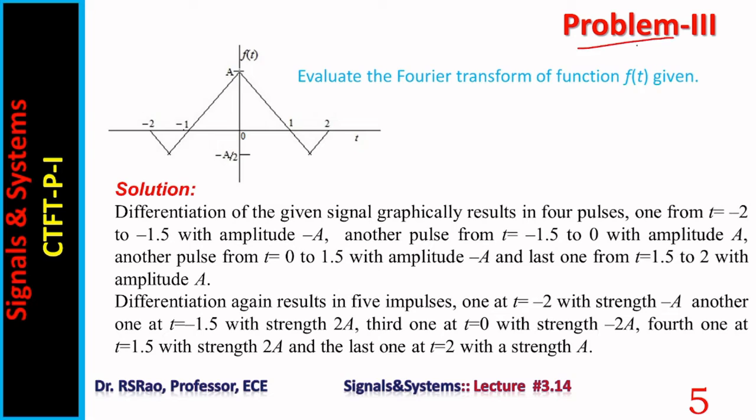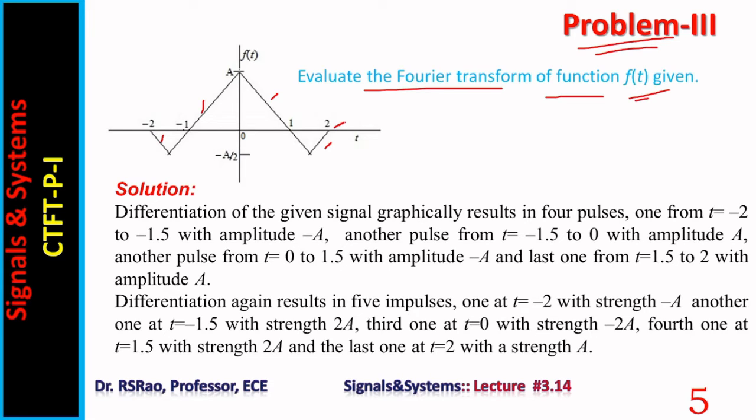Another problem, problem 3. Evaluate the Fourier transform of function f of t given. Notice the waveform consists of several lines: line 1, line 2, line 3, line 4. Of course, it is symmetric around the vertical axis. The signal spread is from -2 to 2. Beyond 2 and before -2 it is 0.